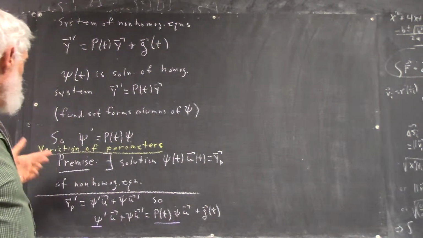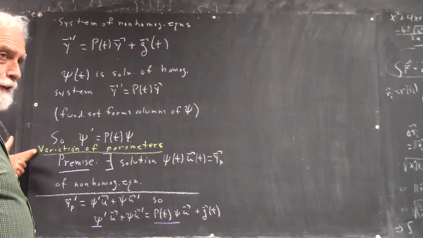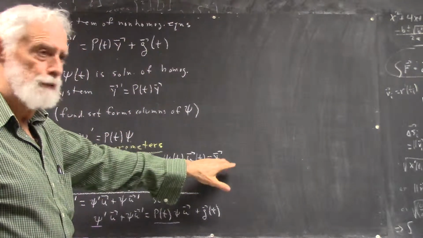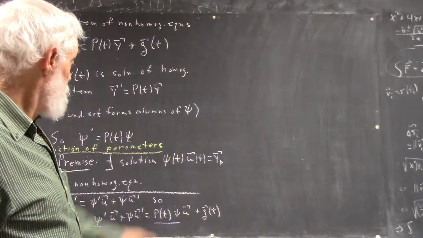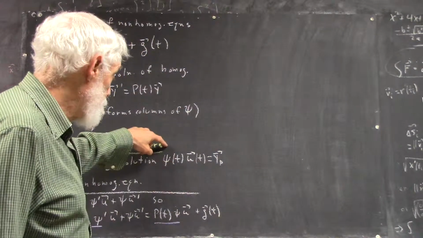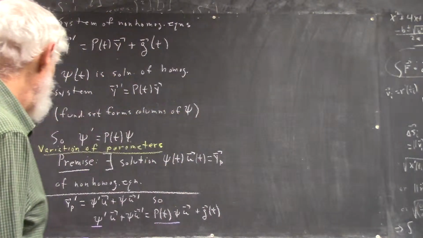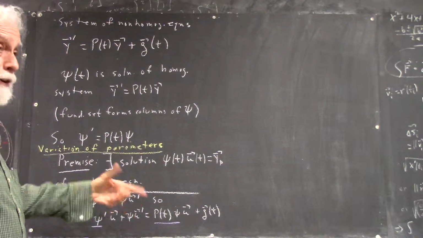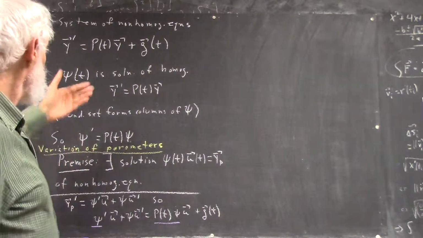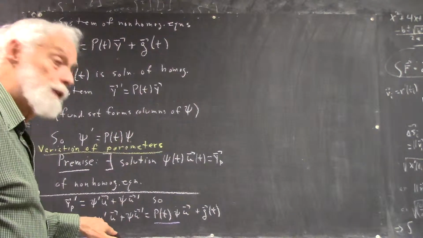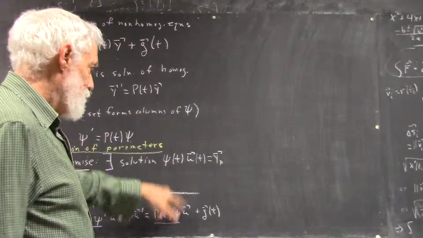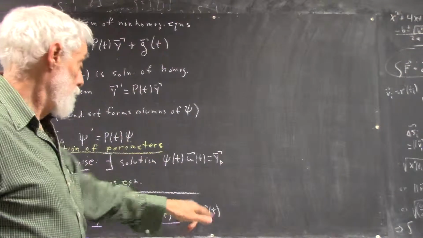Now, variation of parameters is very simple to derive if you just start with the premise that you have a solution psi of t, and u of t gives your particular solution. So you want to plug this in. The derivative of this is psi prime u plus psi u prime, just the product rule applied to matrix functions. We plug it in: the left-hand side is y prime, which is just this, and the right-hand side is p of t times yp, that's your y, plus g of t.